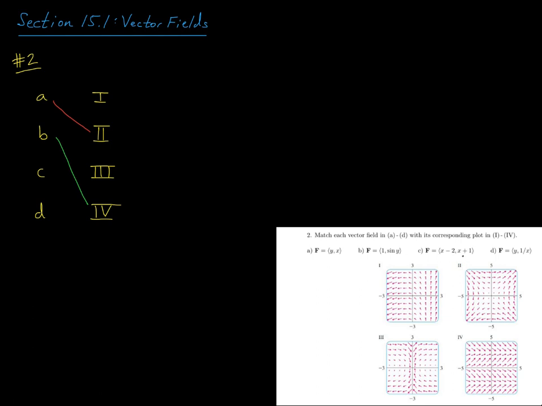C, that's independent of y. So for a fixed x, in other words, along a vertical line, I'm going to see a constant output vector. That would be 1.